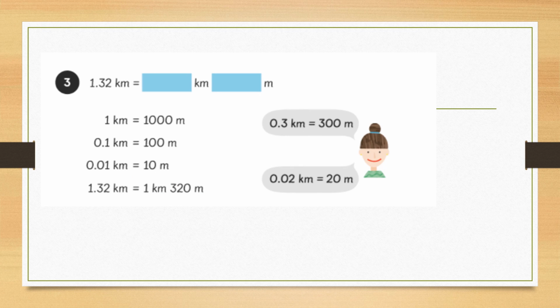And then we've got this one, 1.32 kilometers equals how many kilometers and how many meters. So we know that the 1 kilometer is 1,000 meters. So we know that 0.1 kilometer is 100 meters. All right. Again, think about you dividing by 1,000 all the time. 0.01 kilometers is the same as 10 meters, because remember, to get from kilometers to meters, we're multiplying. All right. And to get from meters to kilometers, we are dividing. Okay, so 1.32 kilometers equals 1 kilometer, 320 meters.